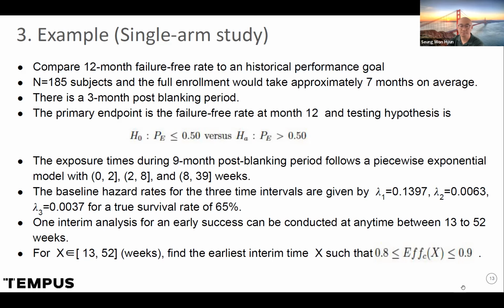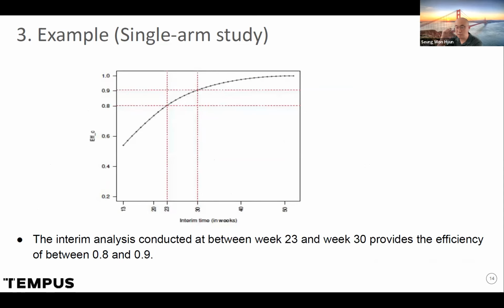Okay, I'll just summarize this example then. This figure shows the change of efficiency for the interim timing X between week 13 and week 52. On the y-axis you see the efficiency, and on the x-axis, the interim timing. This plot shows that the efficiency becomes 0.8 when the interim is conducted at week 23 after the last patient enrolled, and the efficiency becomes 0.9 if the interim analysis is conducted at week 30 after the last patient enrolled. So based on the target efficiency we set between 0.8 and 0.9, we can do the interim analysis between week 23 and week 30. Then it can provide a variance close to the minimum variance we can observe at week 52.